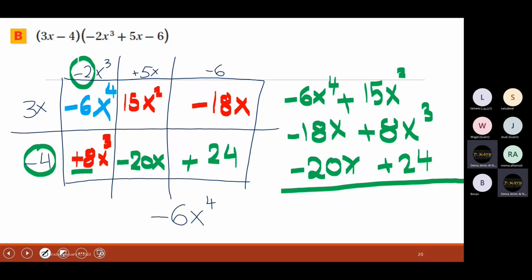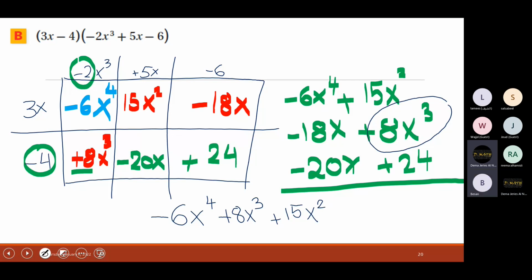Now, the second power after 4 is 3. You have to arrange them from the highest to lowest. So you have now 8x cubic. Now, the second one, which one will it be? 15x squared, bravo. Then a negative 18x.